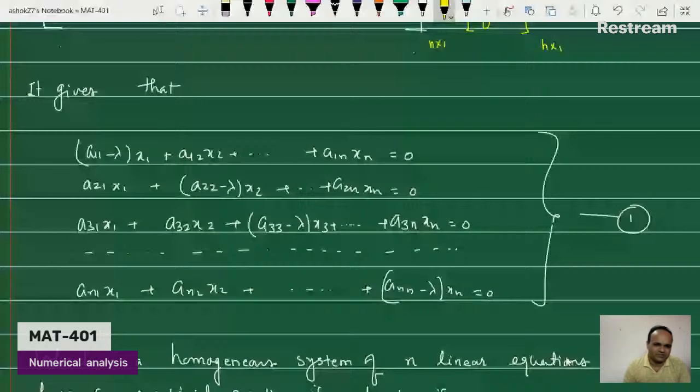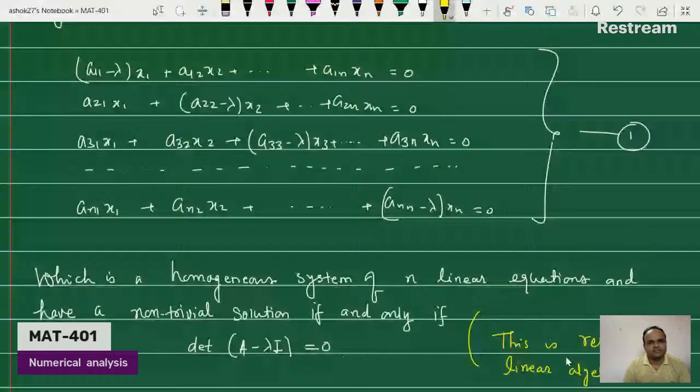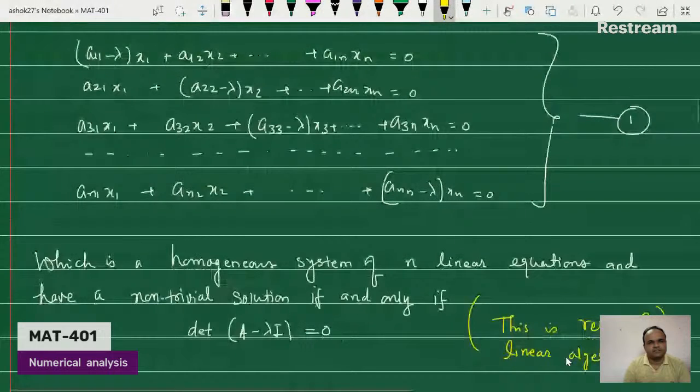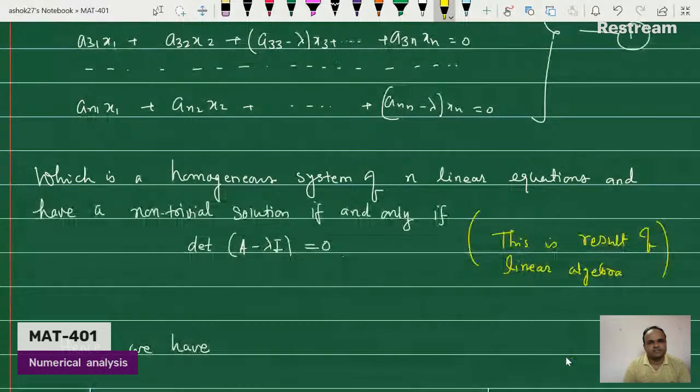And likewise, the nth equation will be An1 x1 plus An2 into x2 plus up to plus (Ann minus lambda) into xn equal to 0. So this is a system of linear equations in n variables, with n equations, which is a homogeneous system of n linear equations and has a non-trivial solution if and only if... This is a property of linear algebra, a known result of linear algebra.